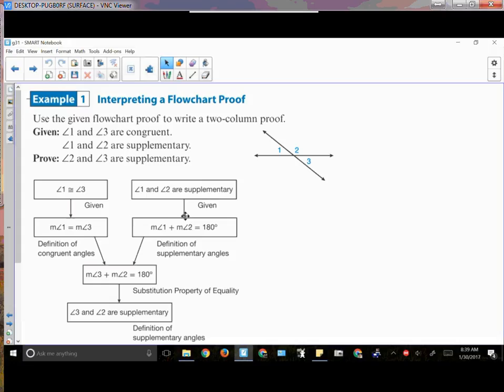These are supplementary, so the measures add up to 180 degrees. The reason we have to make sure that we go to measures this time is because we're using this idea of supplementary, and supplementary means that the measures of two angles add up to 180 degrees, not just that the shapes are the same size. So, we know that the measure of angle 1 is equal to the measure of angle 3. We substitute in here, and we can say that those two measures equal 180 degrees, and that they are supplementary. That's just how it's done.